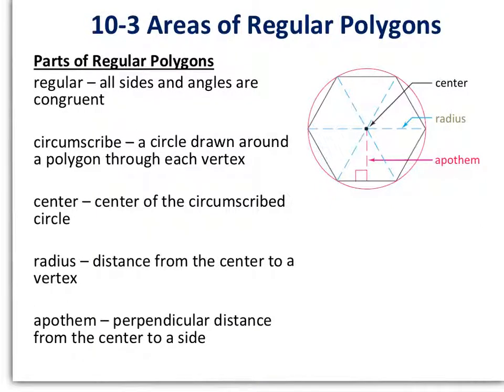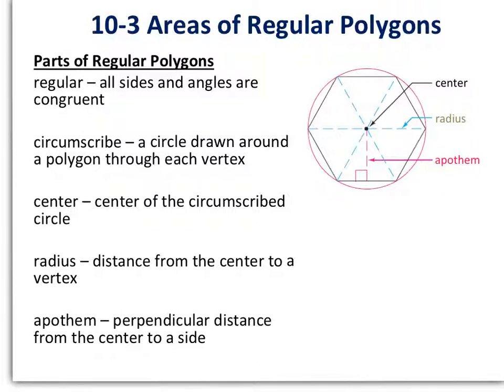In section 10.3, we will look at areas of regular polygons. Parts of regular polygons. Well, if you recall, regular means all sides and angles are congruent. Circumscribe is a circle drawn around a polygon through each vertex. The center is the center of the circumscribed circle.